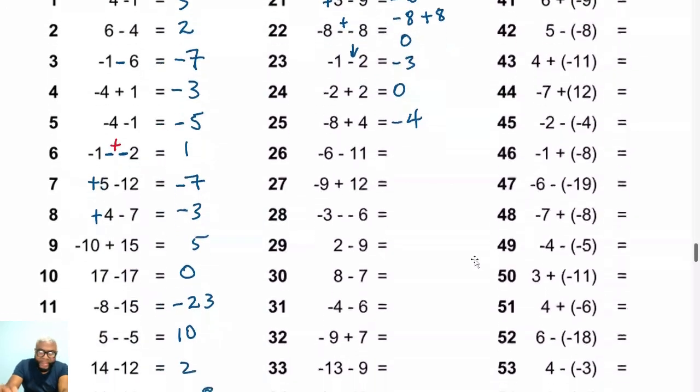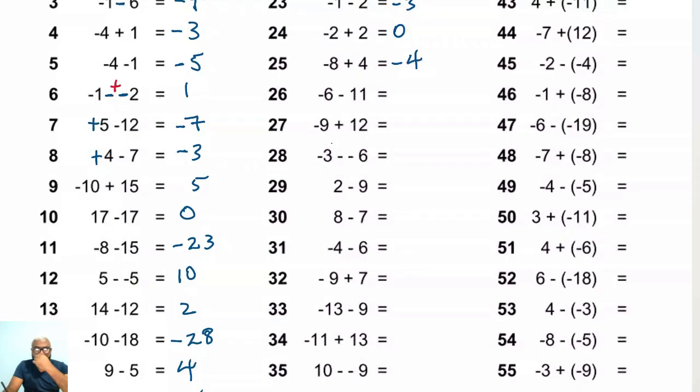Let me do one more person. Kimani, let me do 26 to 30. Kimani, 26. The two signs are the same, so that is adding. So 6 plus 11 is 17. What sign goes in front here? Negative. Keep the sign in front of the larger number. Next, 27. That is positive 3. Excellent.